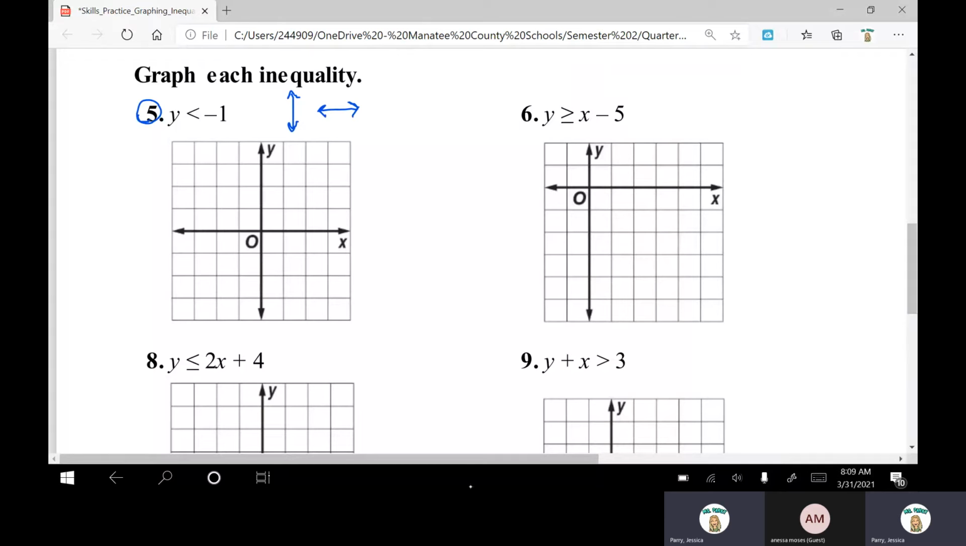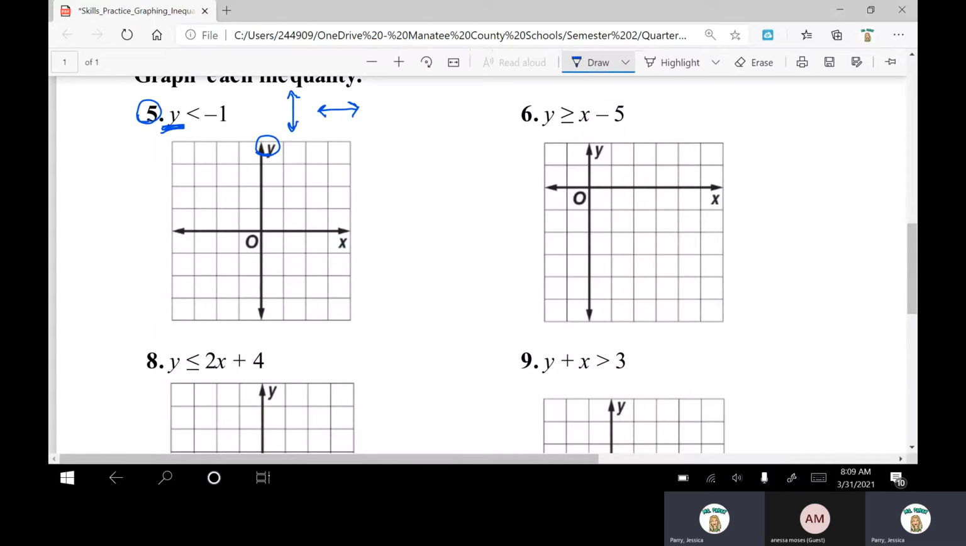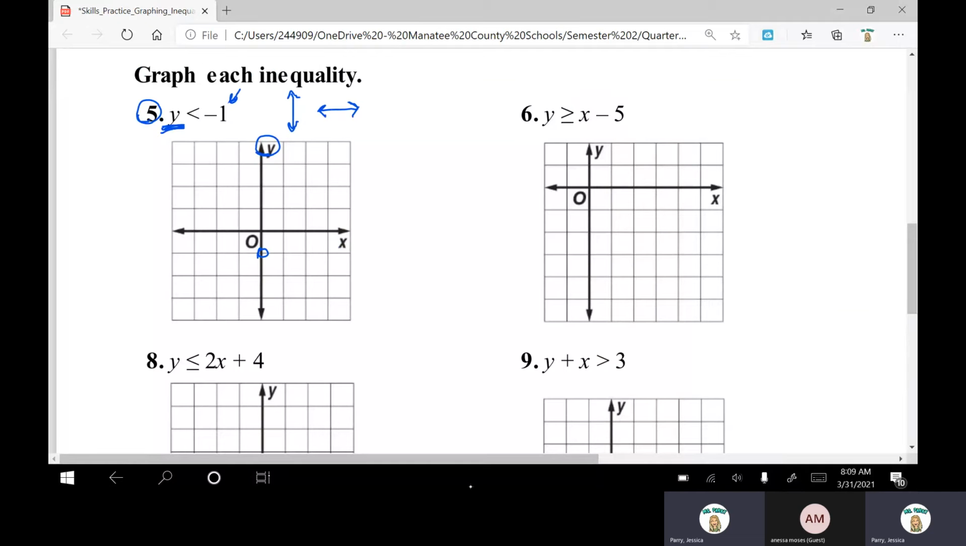So since we only have the one variable, you're either going to put a dot on the y-axis or on the x-axis. For this one, we have the variable y, so that means we're going to be working with the y-axis. And we're going to put a dot or a point on -1 on the y-axis. So here's my -1 on the y-axis.